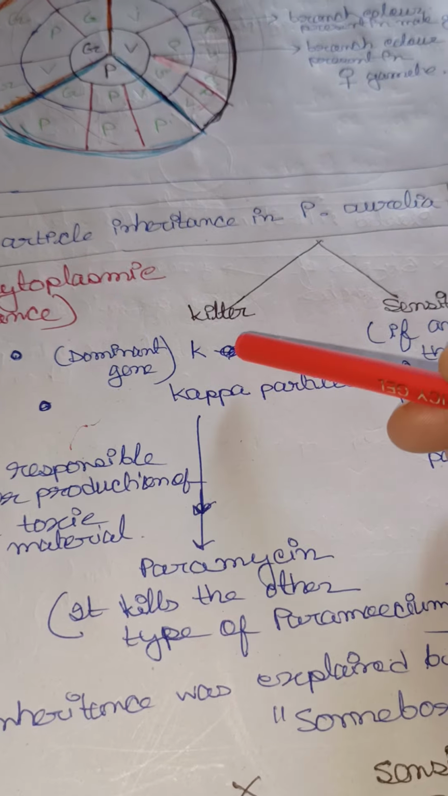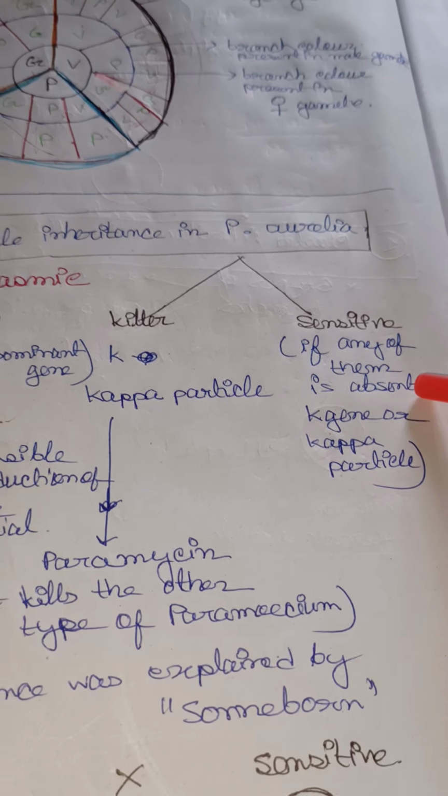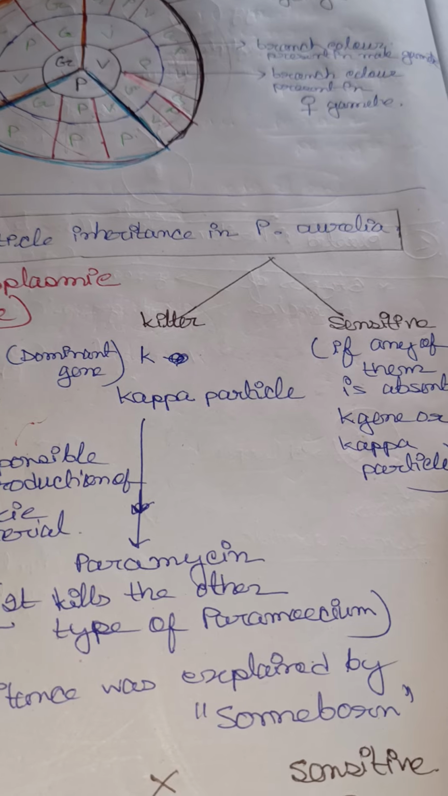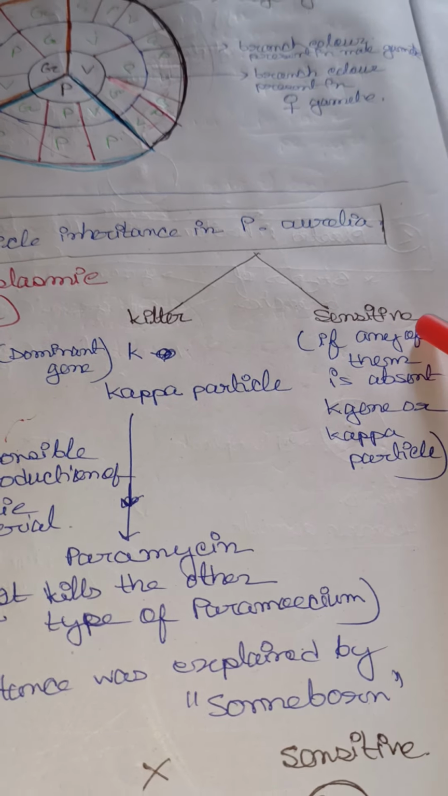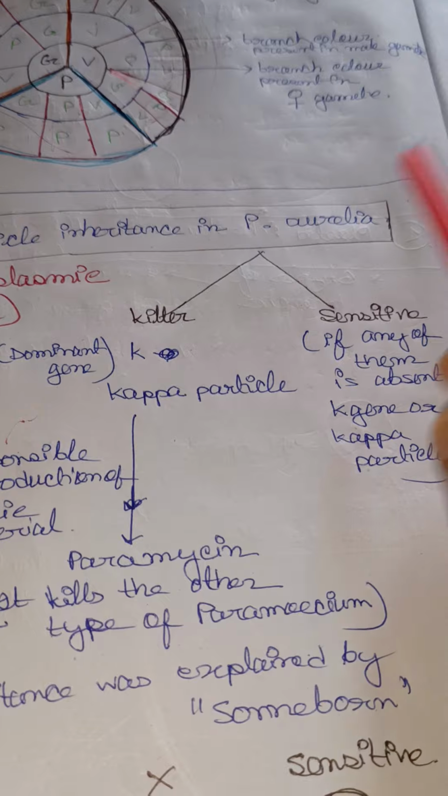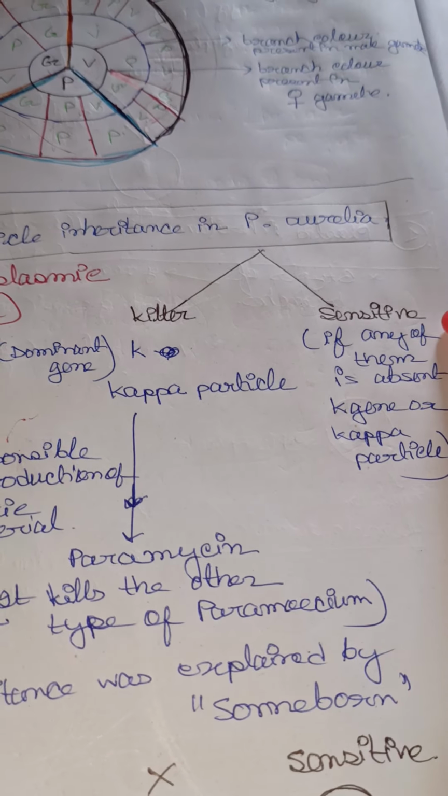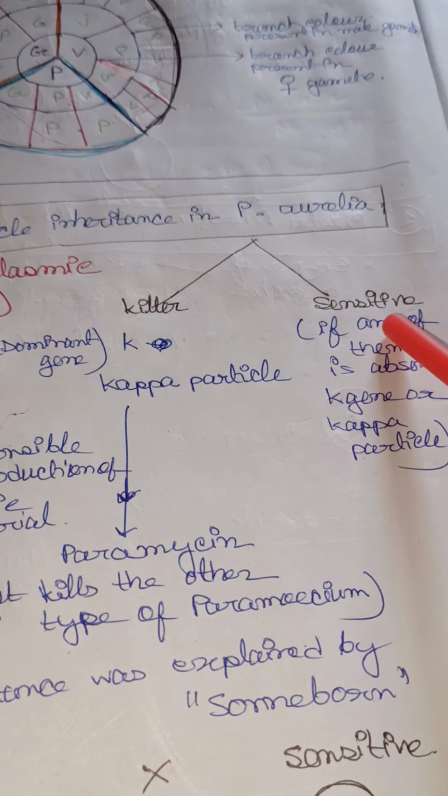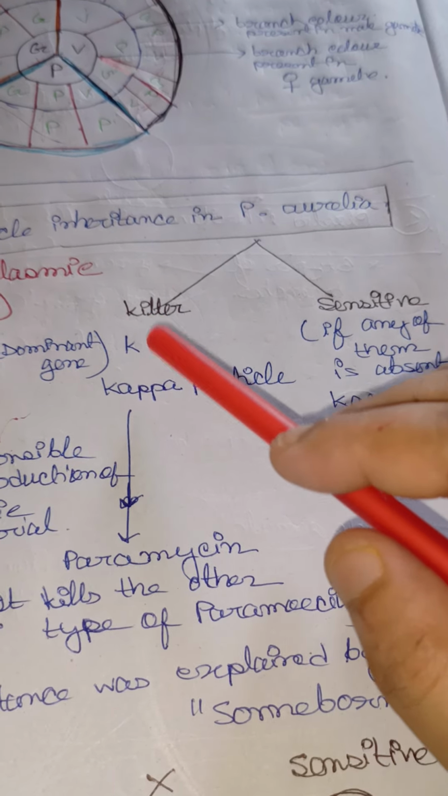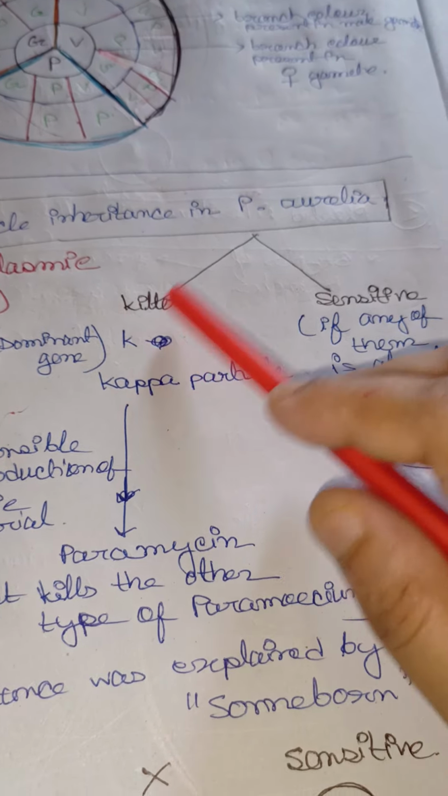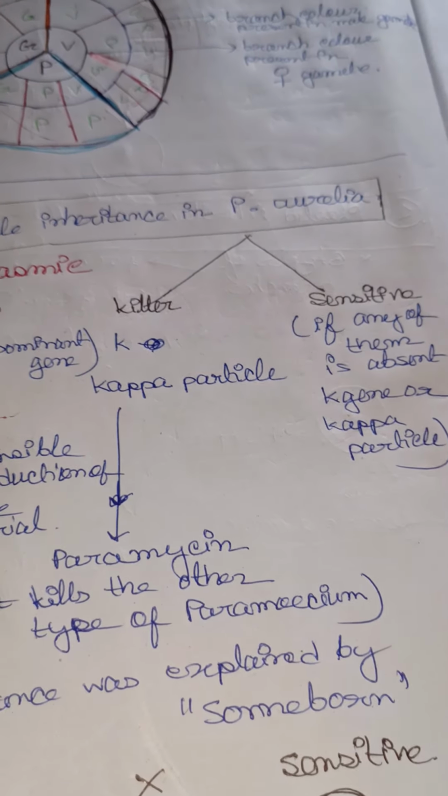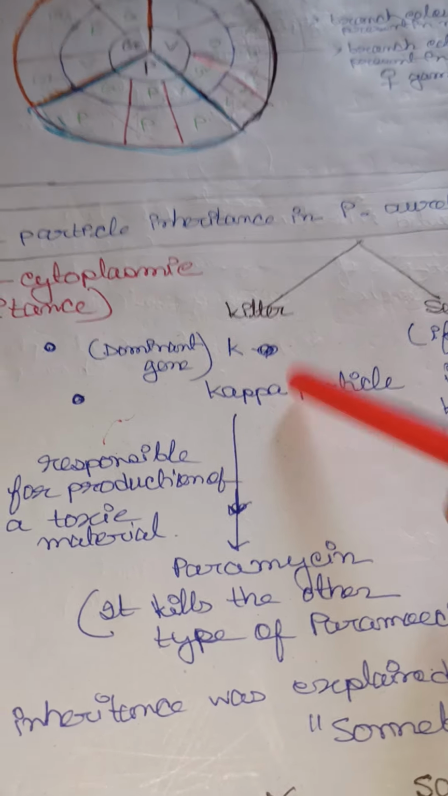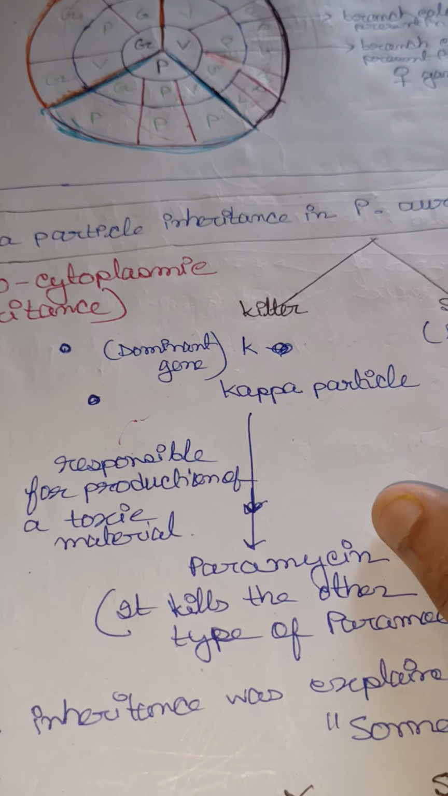If any one of them is absent, meaning the K gene or the kappa particle, it will show the sensitive strain. If the K gene is absent and only the kappa particle is present, that also shows the sensitive strain. If the K gene is present but the kappa particle is absent, it will also show the sensitive strain. If both are present, then it will show the killer strain.